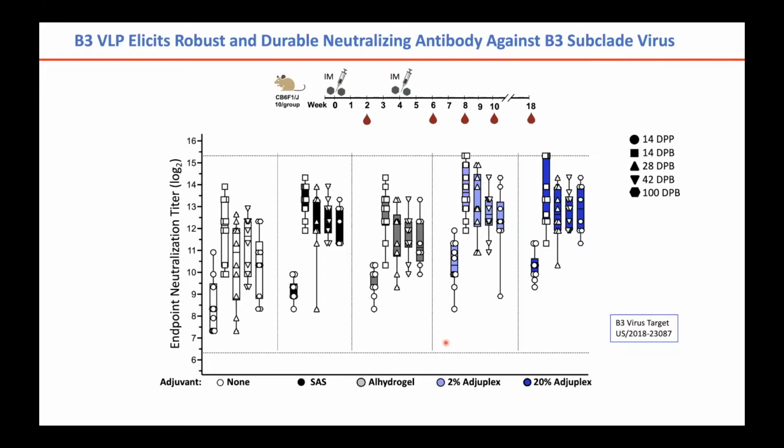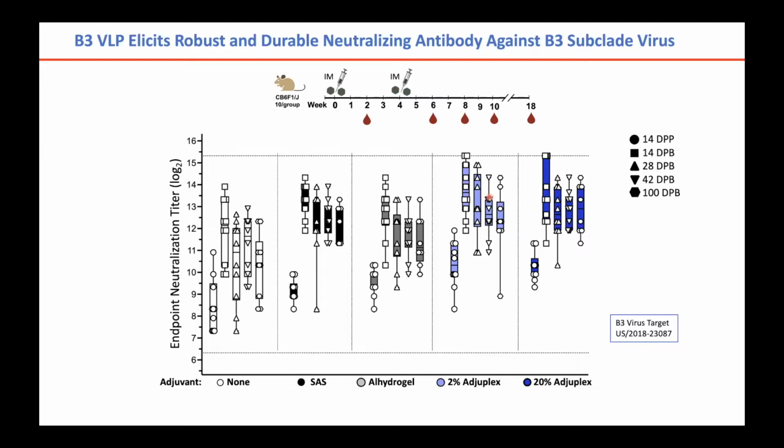All right, so right off the bat, what you're looking at here is the neutralization study in cell culture for all of the formulations and all of the time points. Each group shows a formulation, and inside each group are the 14-day post prime, 14-day post boost, 28-day post boost, 42-day post boost, and 100-day post boost serum samples. Each point is an individual mouse. What you can see here is that, of all of the adjuvanted formulations, there was no statistical difference between any of them. But there was good durability in all of the groups out to 100 days post boost.